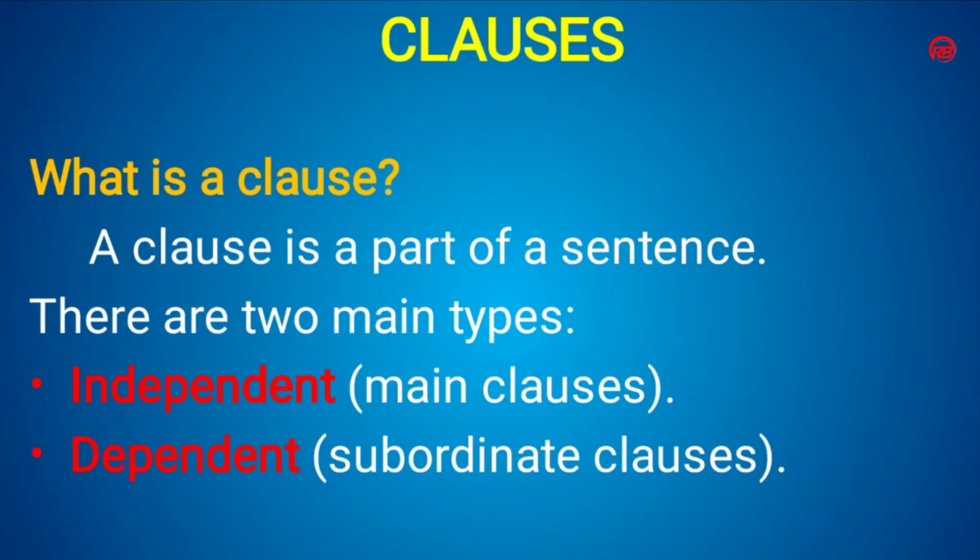What is a class? A class is nothing but a part of a sentence. There are two types of classes. They are independent class and dependent class. We also call independent class as main class and dependent class as subordinate class. Let's discuss one by one briefly.